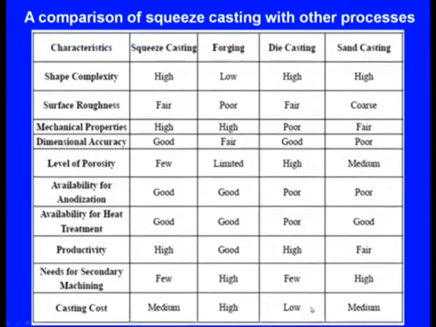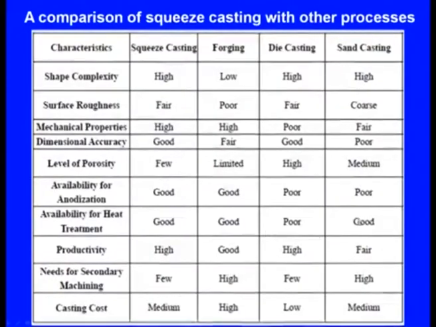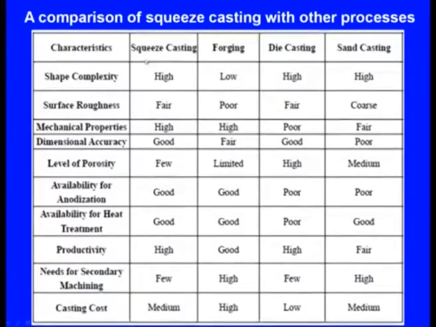and casting cost low. And with the sand casting, shape complexity is very high, surface roughness very coarse, mechanical properties fair, dimensional accuracy is very poor, level of porosity medium, availability for anodization poor, availability for heat treatment good, productivity fair, needs for secondary machining very high. Next one, casting cost medium. So, in that way also squeeze casting proves to be superior compared to forging, die casting and sand casting.